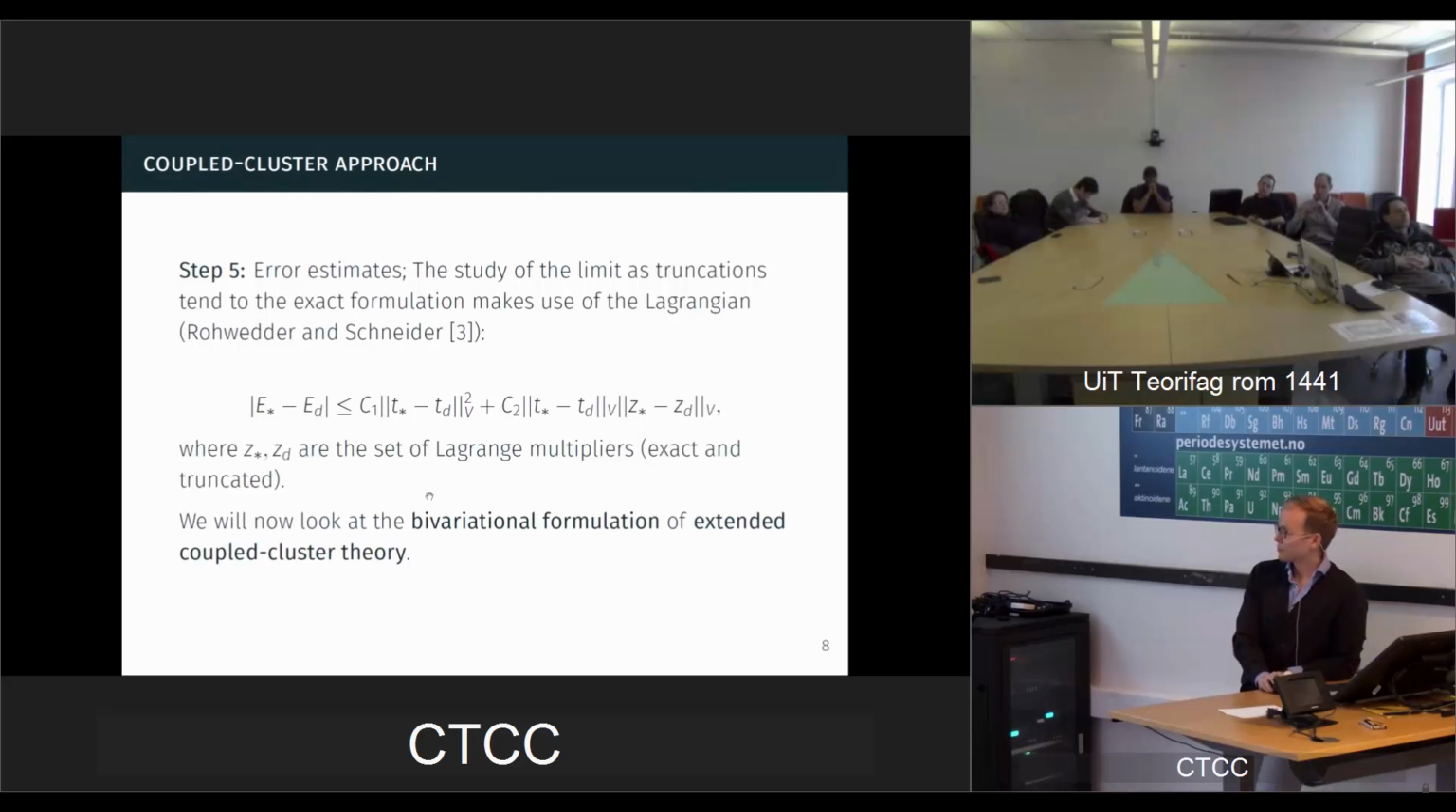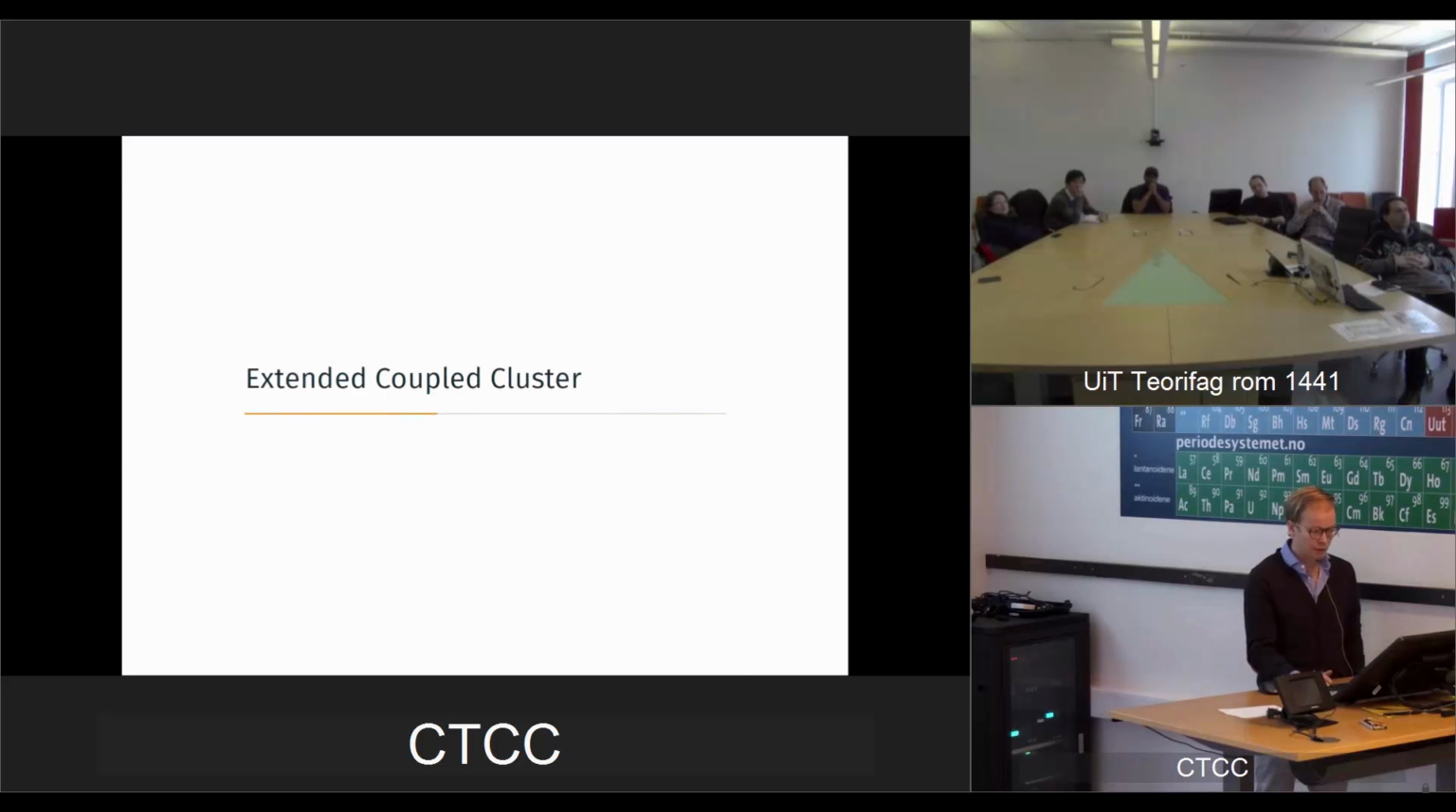Okay, but now we will move on to the extended coupled cluster theory in this bivariational formulation, and then we will see that we will get more or less the same, but then these Lagrange multipliers instead are another set of cluster amplitudes used to parametrize a wave function pair. So let's look at the extended coupled cluster.